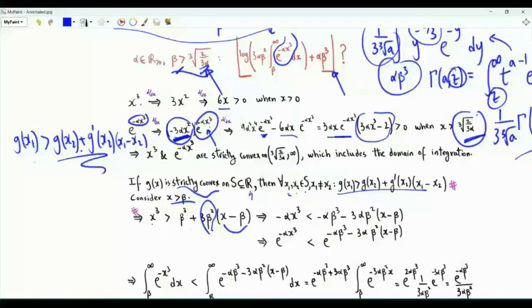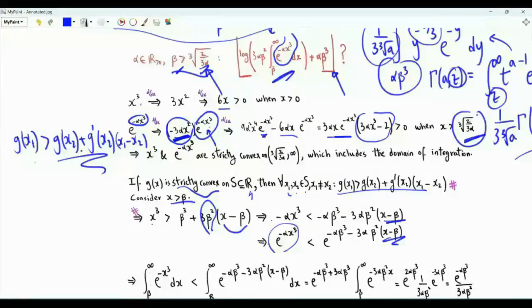Multiplying both sides by minus alpha, the inequality is reversed. We get minus alpha x cubed is strictly less than minus alpha beta cubed minus 3 alpha beta squared times x minus beta. The exponential function is strictly increasing. We can apply it to both sides of the inequality to have an upper bound on the integrand that we have here. E to the minus alpha x cubed is strictly less than e to the minus alpha beta cubed minus 3 alpha beta squared times x minus beta.